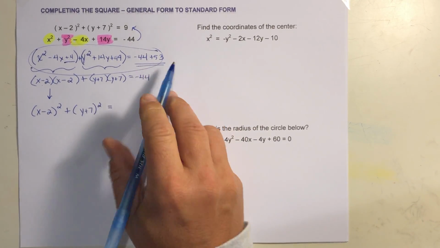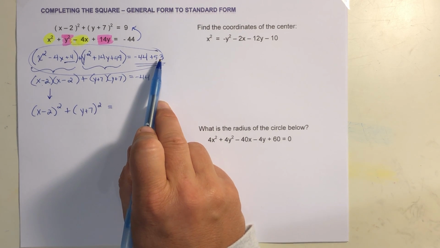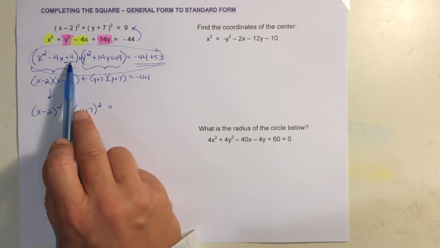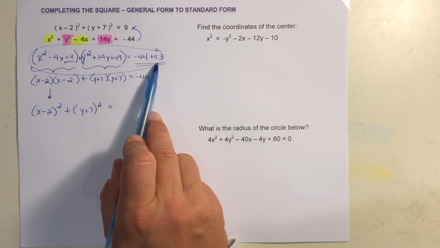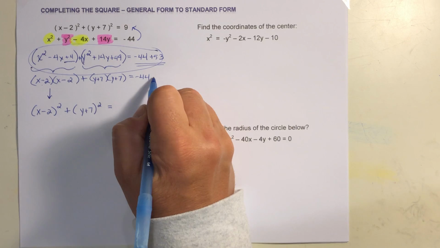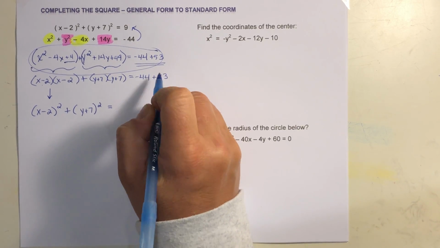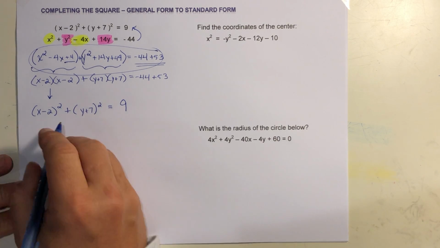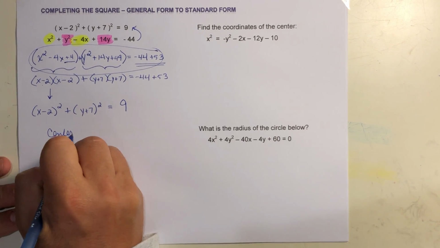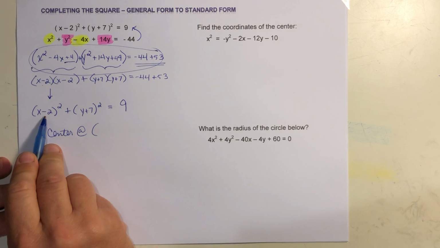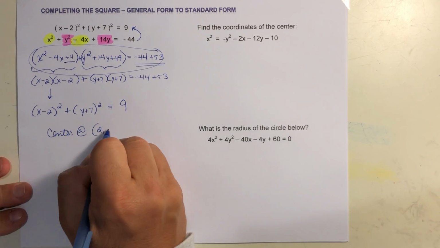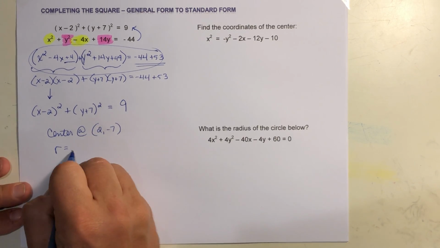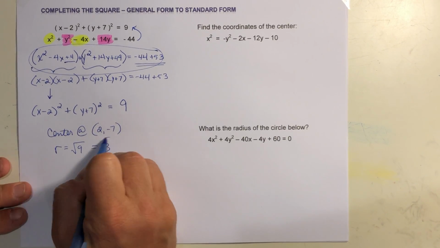That is probably the most common mistake made with completing the square. People forget that when you add things to one side, you have to also do it to the other to keep it balanced. So now negative 44 plus 53, what does that give me? That gives me 9. We're happy. From this equation, I can find my center. My center will be located at positive 2, negative 7, right? We take the opposite signs. And the radius is going to be the square root of 9, which is 3.